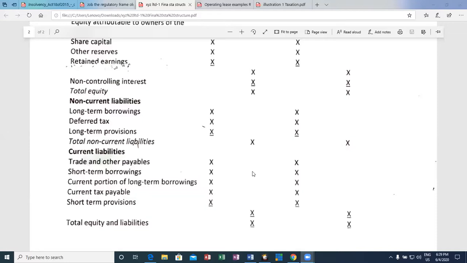Then under the current liabilities, the key terms are trade and other payables, which we may call creditors. Then we have short-term borrowings, that is loans payable within a year or months. Then the current portion of long-term borrowings. Long-term borrowings that have come near their date of maturity. Even a 5-year loan, there comes a time when there are a few months left to settle that liability, so that it becomes a current liability. We have the taxes that we pay monthly and annually. We call those the current tax payable. Then we have what we call short-term provisions.